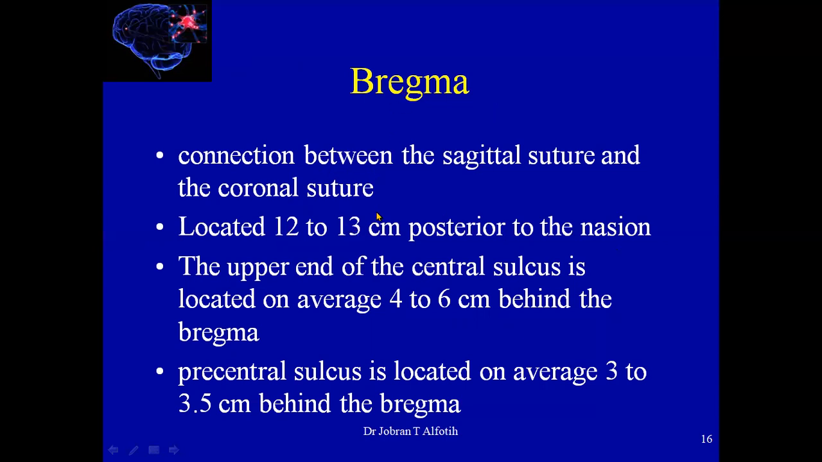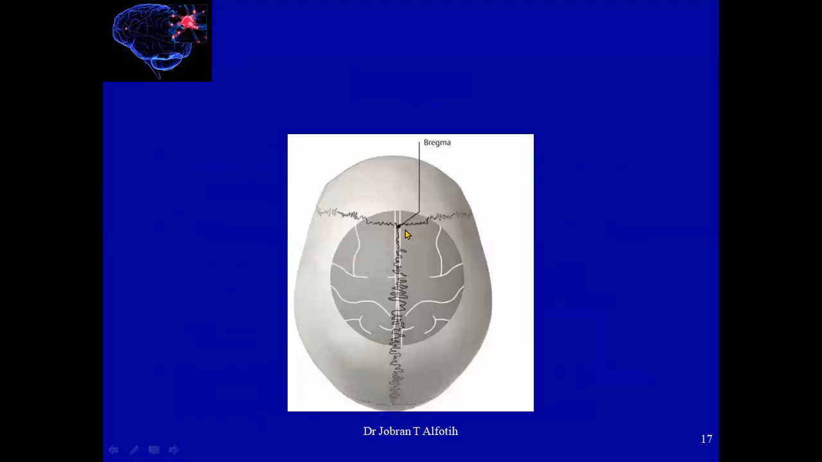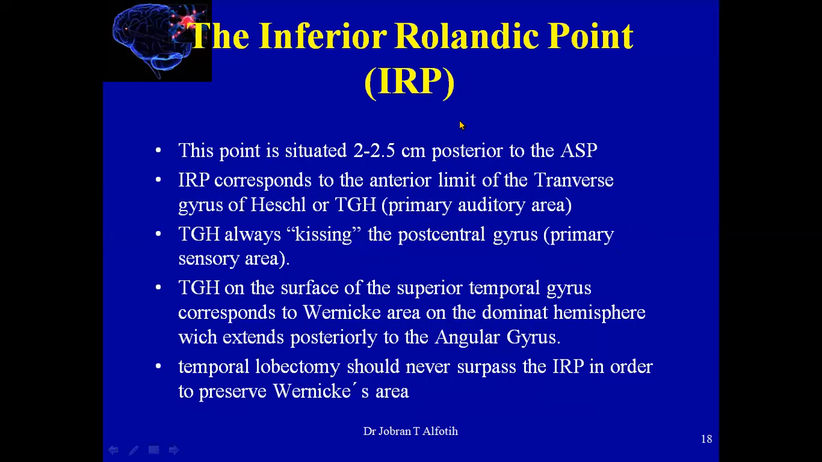So if we go 4 to 6 centimeters behind the bregma, we'll find the superior rolandic point, or the upper end of the central sulcus, and the precentral sulcus is located maybe 3 to 3.5 centimeters behind the bregma. Here is the bregma, and here is the sagittal suture or sagittal sinus, and here is the meeting point. It's called bregma.